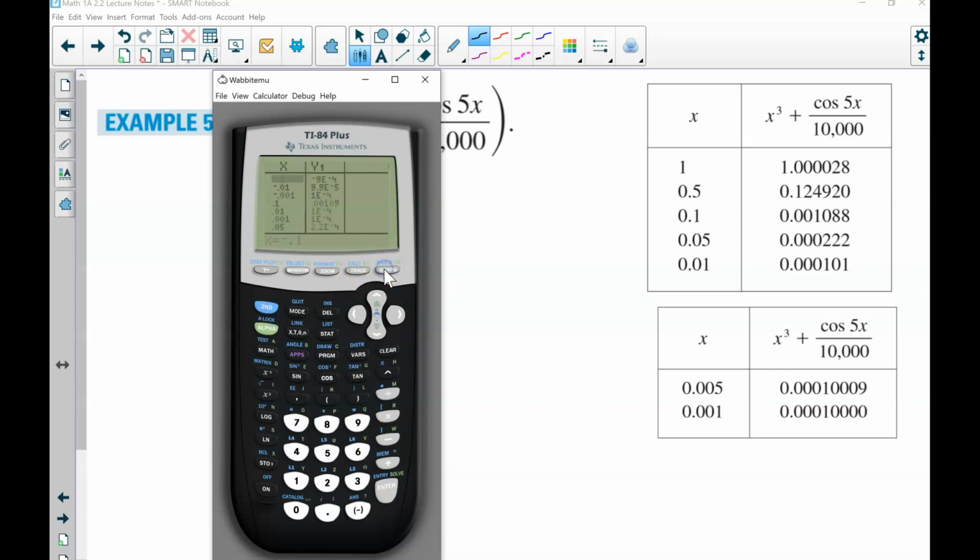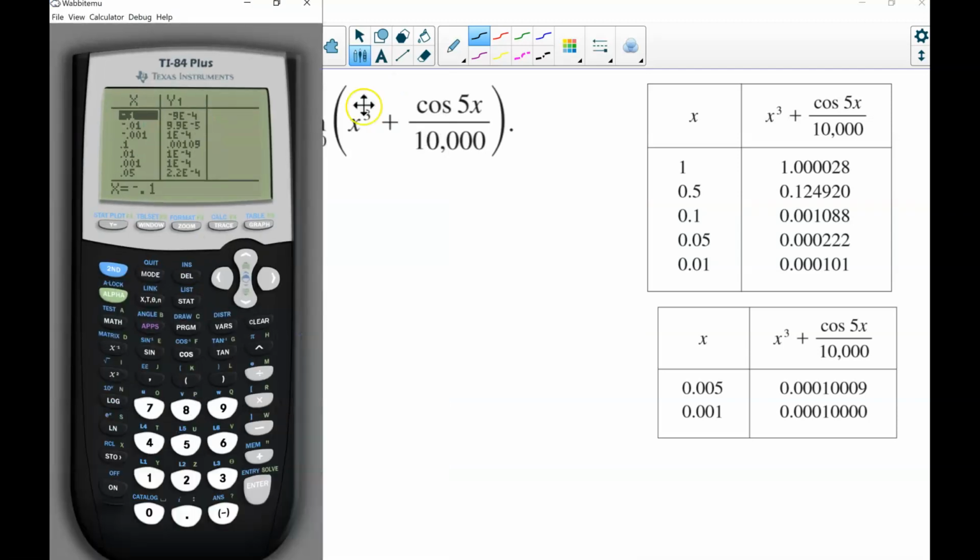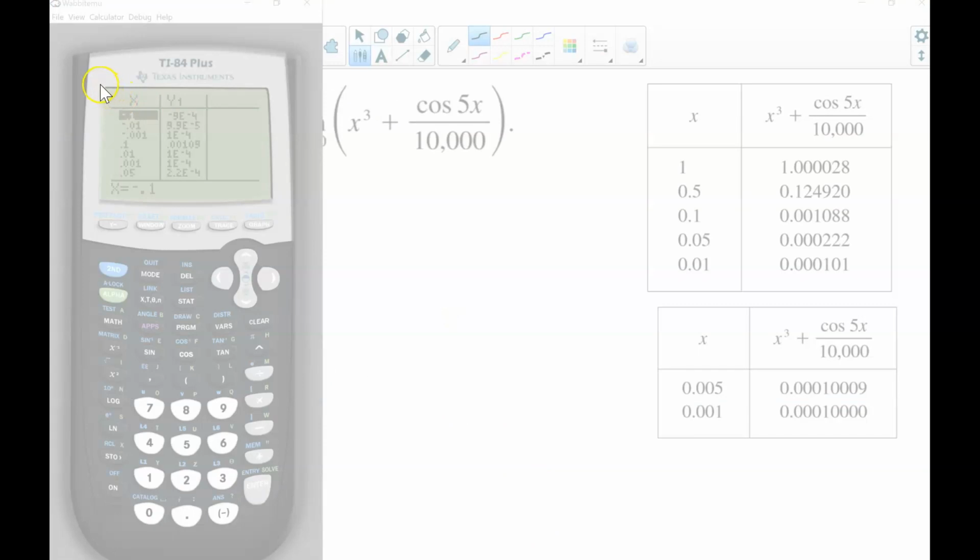So let's go put in our table of values. So let's put in -0.1, -0.01, -0.001, 0.1, 0.01, and 0.001. Okay, so let's take a look at more of what's happening. So I'm going to take a picture of this.